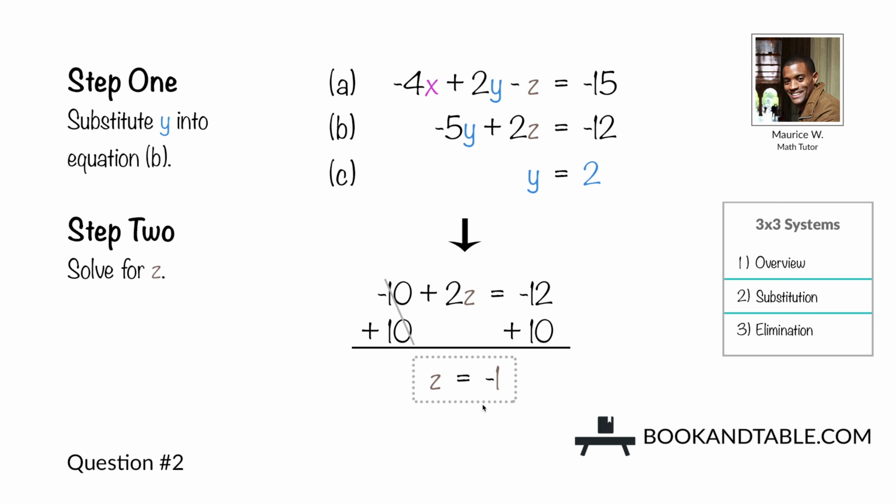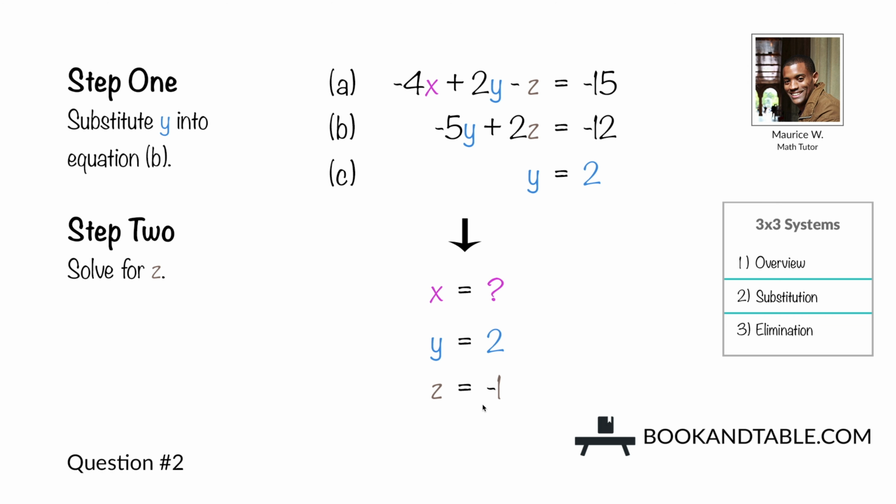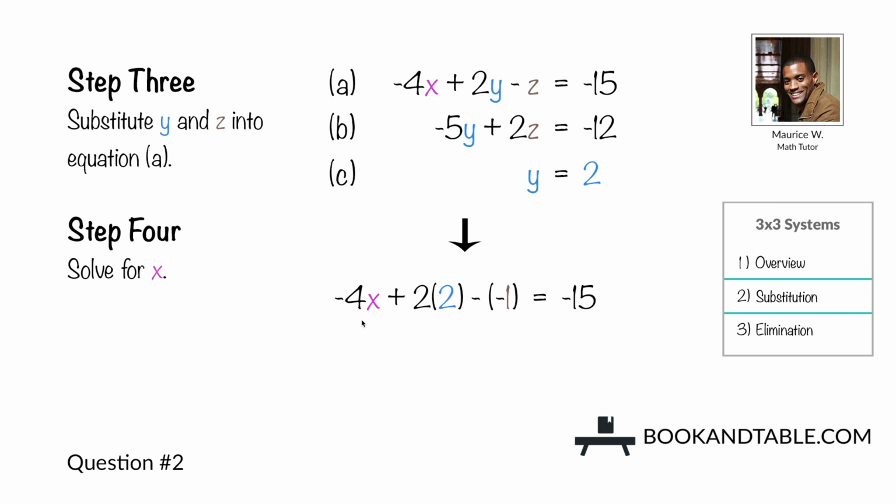So now we have y and z, so we just need to find x. So step 3, substitute y and z into equation A. And then step 4, solve for x. When we do so, we get negative 4x plus 2 times 2 minus negative 1 is equal to negative 15. 2 times 2 is 4, minus negative 1 would be positive 1, and 4 plus 1 is equal to 5. So we wind up with negative 4x plus 5 is equal to negative 15.